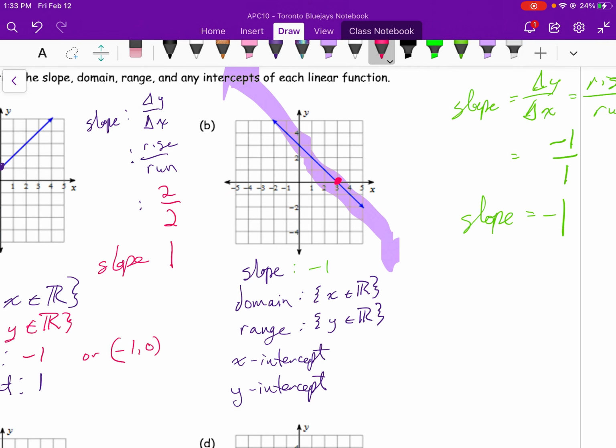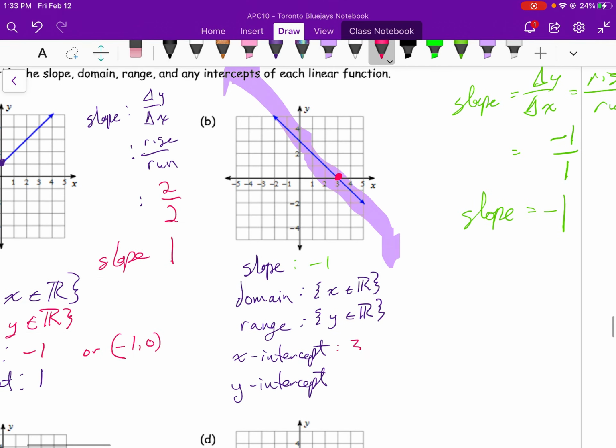The x-intercept here is at this point. I can choose to write 3, or I could write 3, 0. My y-intercept is right there. My y-intercept, I would describe it as 3, or 0, 3. Your choice.